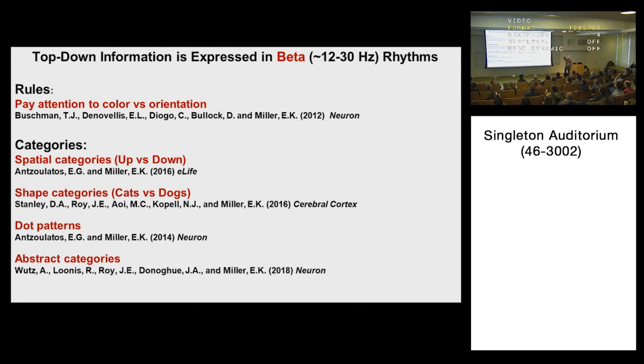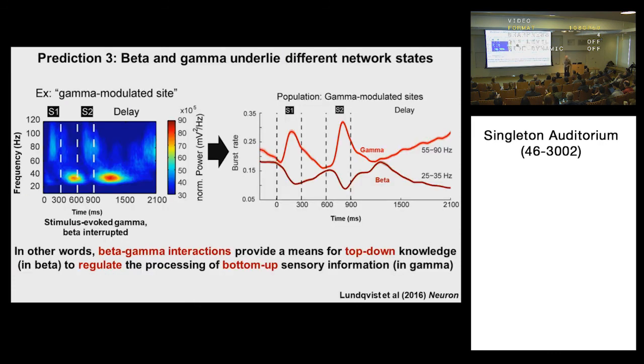We look across all different frequency ranges to see where we see this top-down information expressed. And it's always invariably, every time we've looked, in beta. Not in gamma, maybe a little bit of alpha too, lower than beta, but largely beta, never in gamma. So that's what beta seems to be doing. Beta seems to be carrying the top-down information. So in other words, we think that beta-gamma interactions could provide a means for top-down knowledge in beta to regulate the processing of bottom-up sensory information in gamma, thereby providing a mechanism for volitional control over working memory.